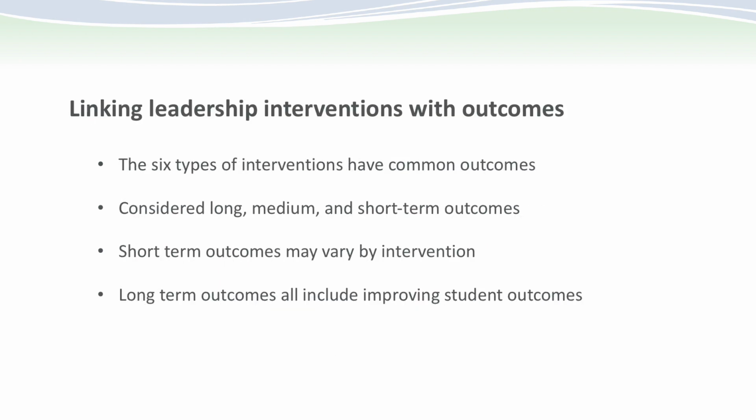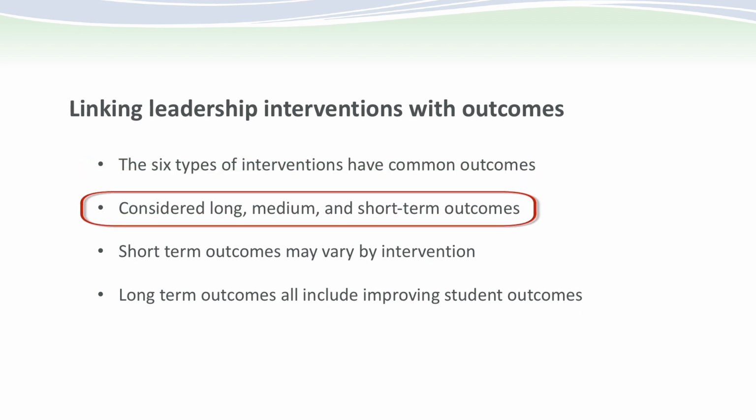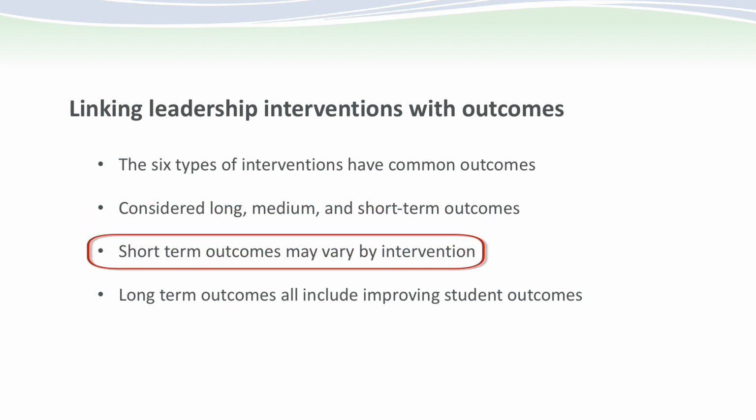These are the outcomes that are commonly targeted by school leadership improvement interventions. What we found was that when we looked across all 6 types of interventions, they tended to have common types of outcomes. So we only really unpacked the outcomes once. We didn't unpack them for each type of intervention. But we did look at long, medium, and short-term outcomes. And you may see that when you get into certain kinds of interventions the short-term outcomes may differ, but ultimately you want to end up at the place where you're improving student-level outcomes.